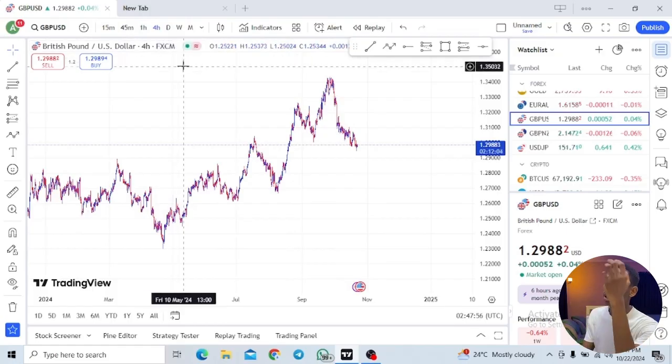Now, what is a top-down analysis? A top-down analysis is going on to a higher time frame and looking at the direction of the market, and then you go to a lower time frame and you keep on going to lower time frames, just to understand the overall view of the market. Let me give an example.